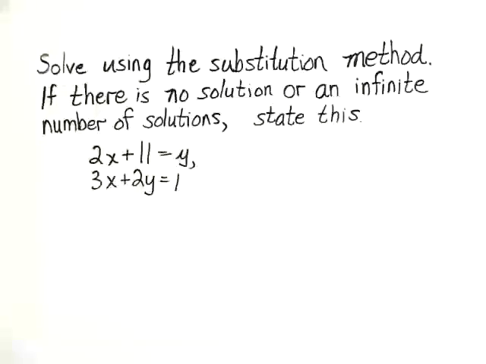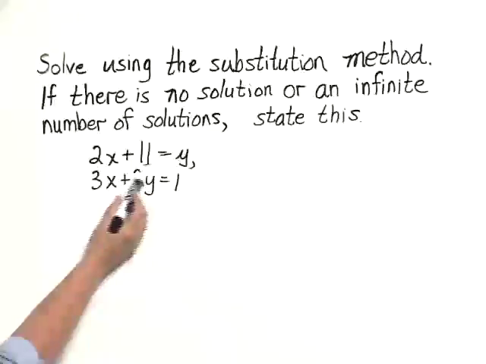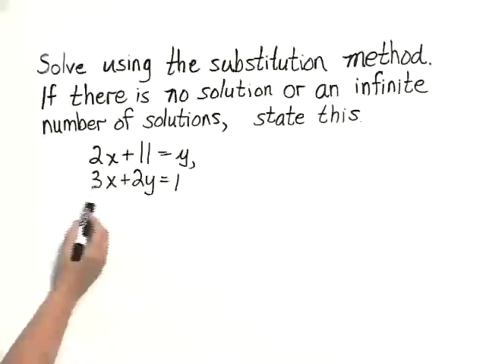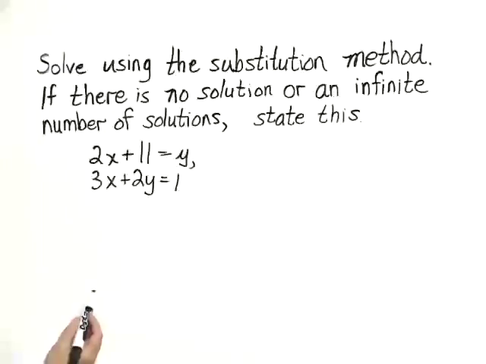Solve using the substitution method. If there is no solution or an infinite number of solutions, state this. We have the system 2x plus 11 equals y, 3x plus 2y equals 1.